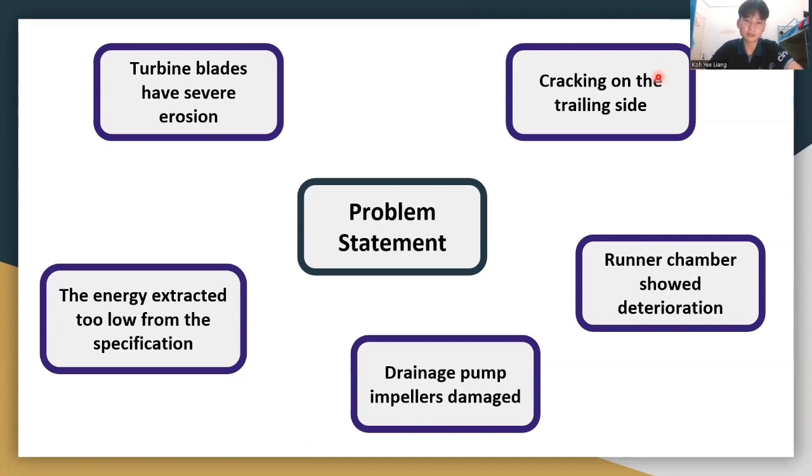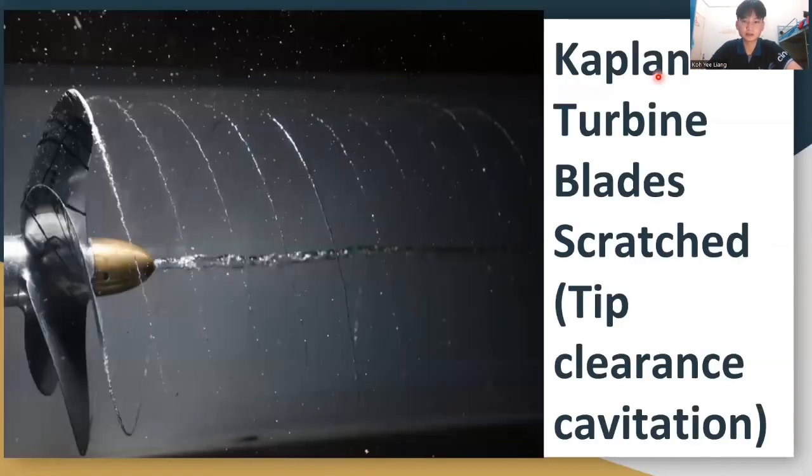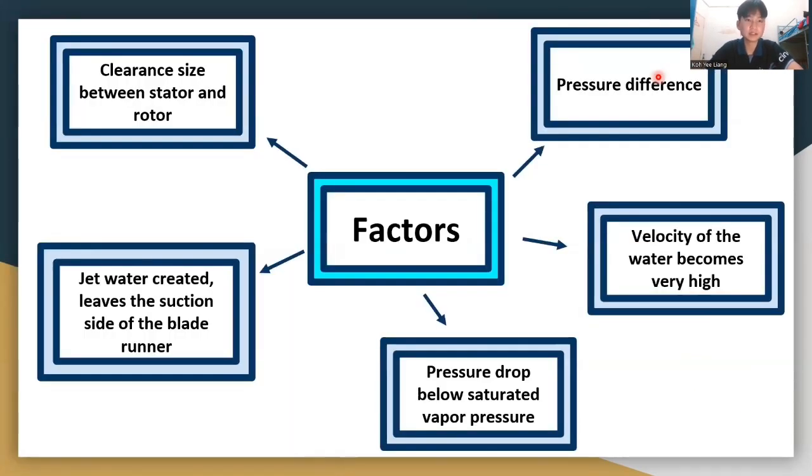So now we will see the factors of the case. The Kaplan turbine blades have scratches, so we recognize it as tip clearance cavitation. So what are the factors? The clearance size between stator and rotor. The pressure differences also, because when the velocity of the water becomes very high, the pressure will drop and become lower than the saturated vapor pressure, then cavitation can happen. After that, there is also a water jet, which leaves the suction side of the blade runner, which can also cause cavitation.